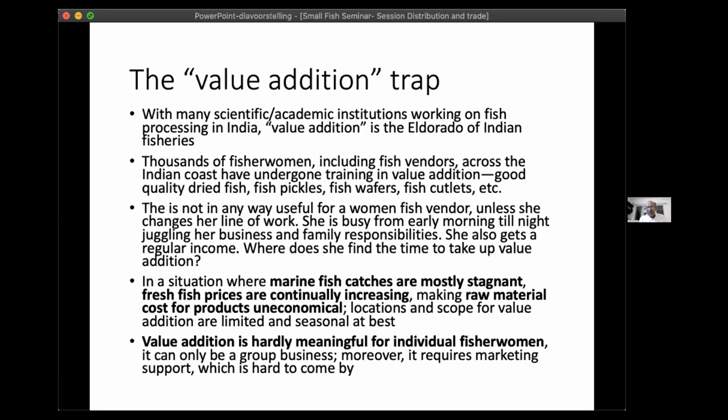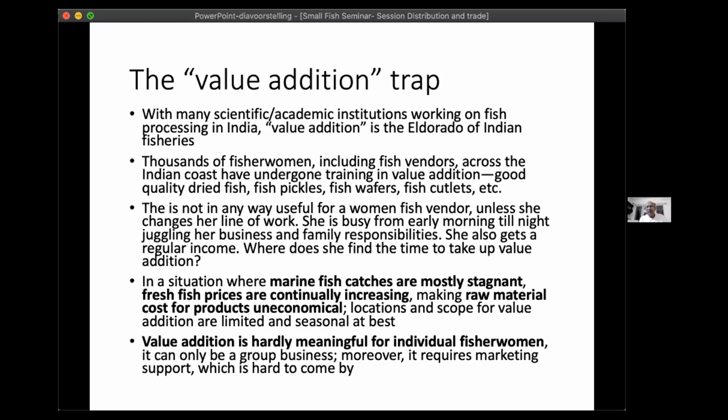With marine fish catches being largely stagnant, the fish availability for value addition is not there. The fresh fish prices are quite high. So when you have bulk landings and prices crash, maybe there is a possibility, but those instances are relatively low in many parts of the coast. So it doesn't work out.